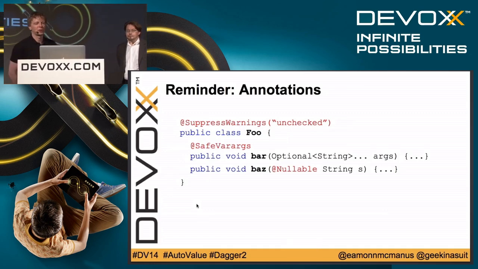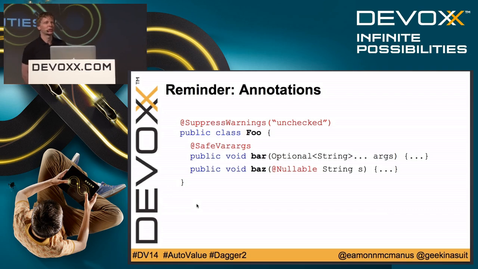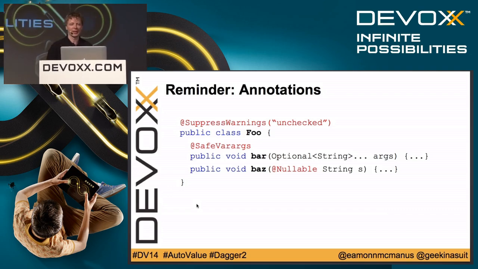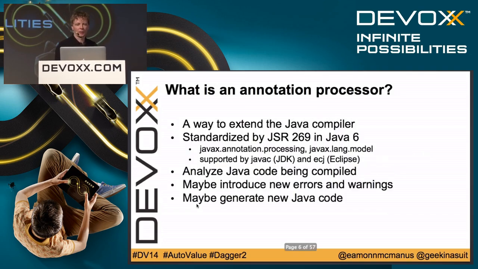So, quick reminder what an annotation is. Presumably everybody knows this, but just in case, it's that @ thing that you put on various elements of your program, like on a class or a method or a parameter, or as of Java 8, a type. So an annotation processor then is basically, so the title of the talk is plugging into the Java compiler, because it's a way of extending the Java compiler with your own code that runs during compilation. So this is a standard part of the Java platform. It was standardized by JSR 269 and it's been available since Java 6.